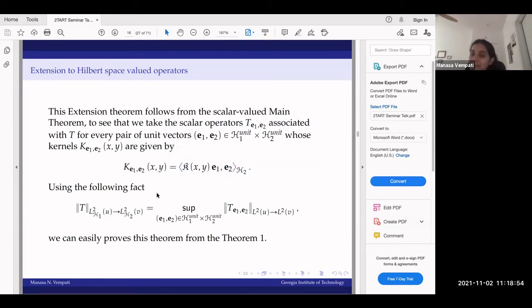And just by observing the fact that the operator norm of T from L^2(H1, U) to L^2(H2, V) is given as the supremum of all of these scalar valued singular integrals, and using theorem 1, we end up getting the statement of theorem 2. So that is the proof of theorem 2.